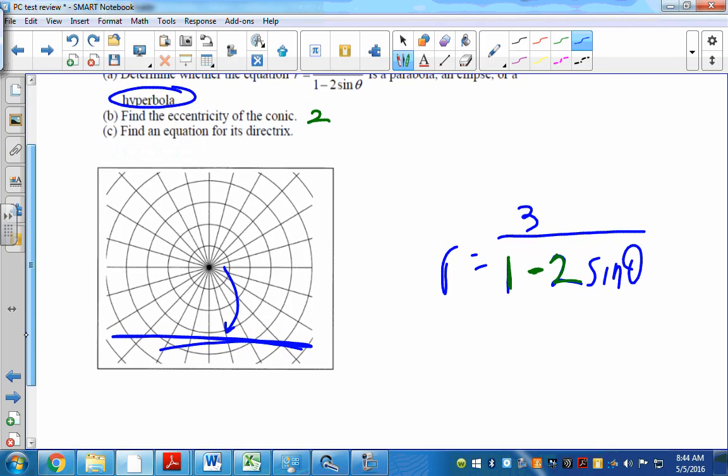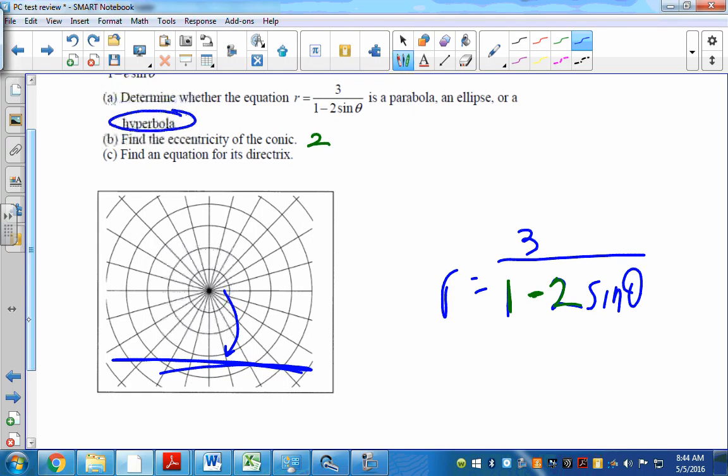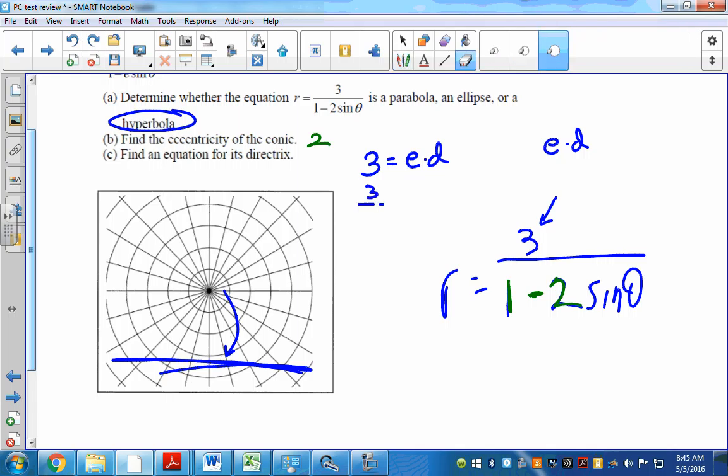Now, the distance to the directrix. This number up here was given as e times d. So 3 is the same as e times d, but we know that the eccentricity is 2. So 3 is equal to 2 times d. And so the distance to the directrix is going to be 3 halves.